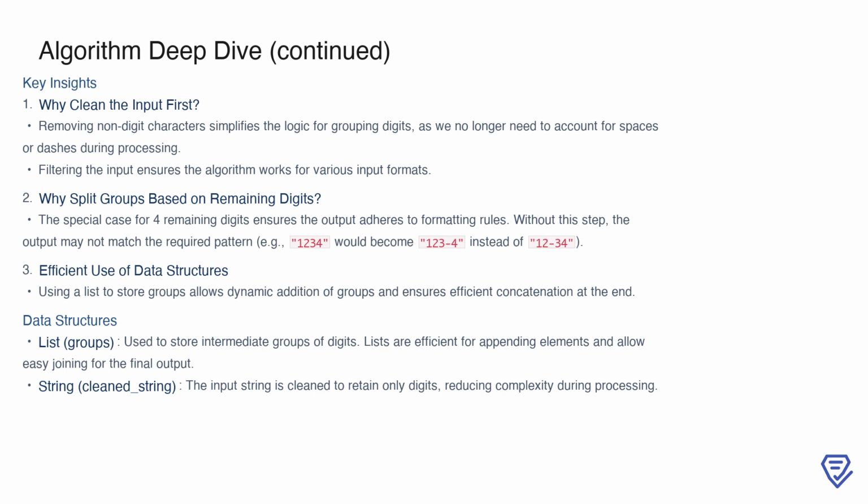Second, the special handling of 4 remaining digits is crucial for meeting the formatting requirements. Without this rule, a string like 1234 might be incorrectly formatted as 123-4 instead of 12-34. Additionally, the use of efficient data structures plays an important role. By storing intermediate groups in a list, we can dynamically add new groups and easily concatenate them at the end. The clean string, stored as a simple string, allows for straightforward slicing and indexing operations during processing.